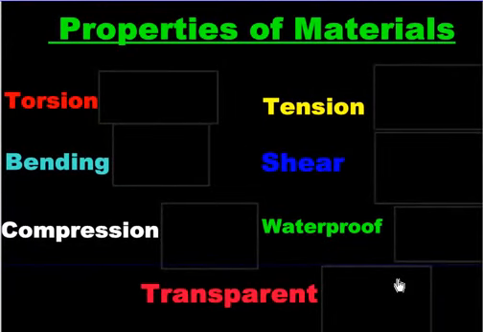All materials have properties, and these properties are going to allow us to decide if the material is going to be useful to build with or if it's going to be a material that we should avoid entirely. The properties that we need to know in grade 3 are these 7.